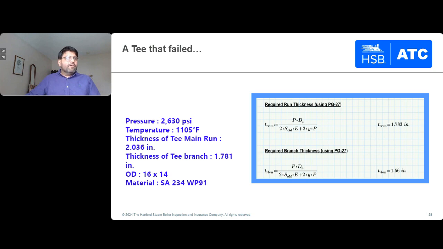And because I have a different diameter between the run length and the branch length for this T, I have to have 2 sets of calculations. These equations, by the way, come from PG 27. And I calculated the thickness that I need for the run as well as for the branch. And these thicknesses, in reality, will be less than what I have here for the run as well as for the branch. So this basically tells me that this T would meet the minimum Section 1 requirements. And by the way, this is SA 234 WP91.